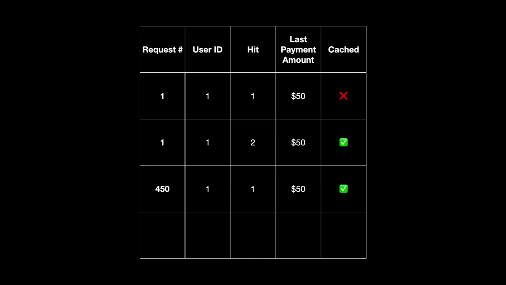In this scenario, you would also hit the cache at request 450 if you're looking for the same user. And by that time, the user's last payment amount might have changed, so you might have stale state. That's something you have to look out for.